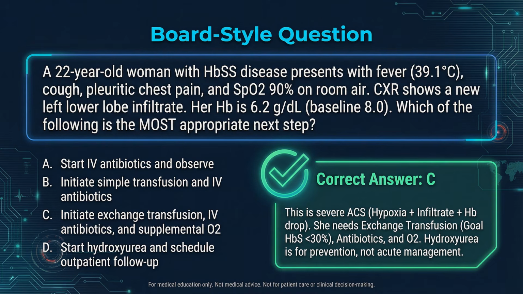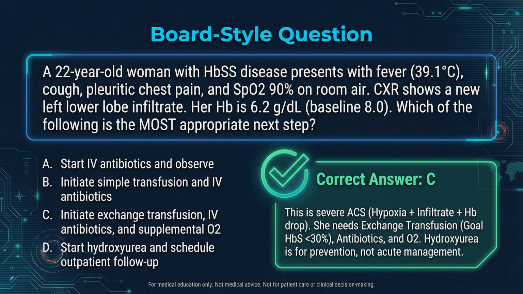Alright, let's test our knowledge with a board-style question. A 22-year-old woman with homozygous sickle cell disease presents with a high fever, cough, pleuritic chest pain, and an oxygen saturation of 90%. Her chest X-ray shows a new left lower lobe infiltrate, and her hemoglobin has dropped to 6.2 from a baseline of 8.0. Which of the following is the most appropriate next step? Is it A, B, C, or D?